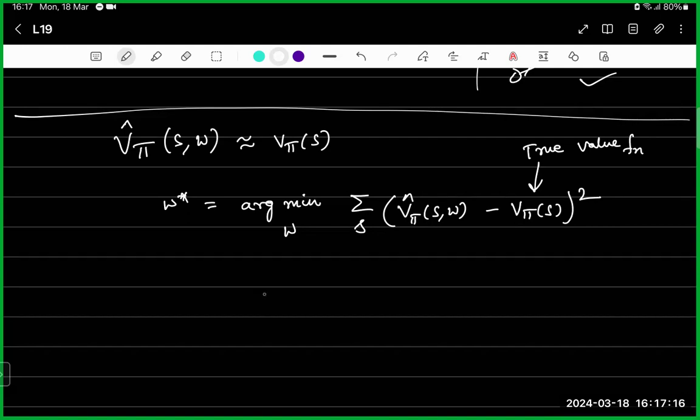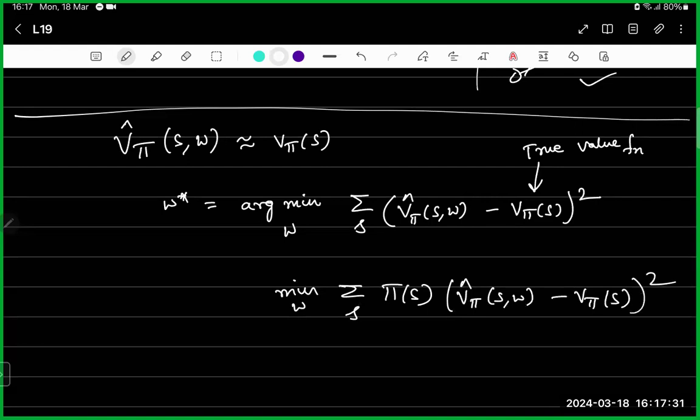So generally, what people do is, instead of minimizing this, they minimize a weighted version. You just weight this with the probability mu of S. It's not the policy, it's not a mapping from S to A. This is the probability of being in state S if you follow policy pi. So let's say you keep following policy pi. What is the probability, or roughly how much time will you spend in this state S? You can think of it like that.